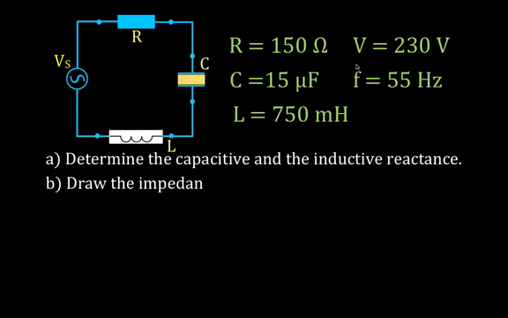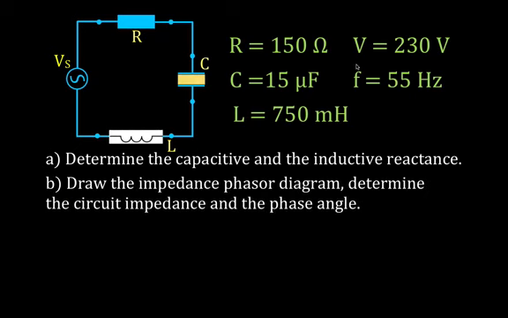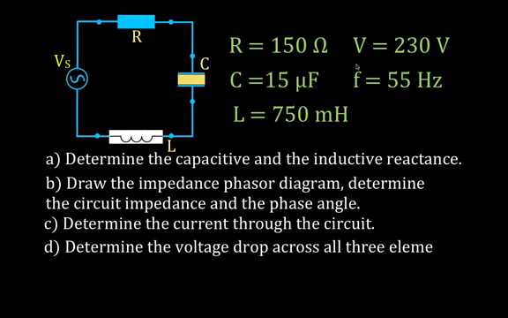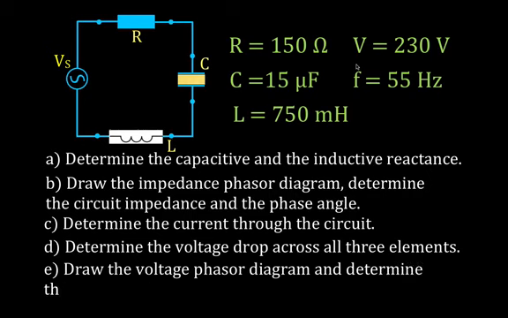inductive reactance. We're going to draw the impedance phasor diagram, determine the circuit impedance and the phase angle. We're going to determine the current through the circuit. We're going to determine the voltage drop across all the elements, and we are going to draw the voltage phasor diagram and also, once again, calculate the phase angle.